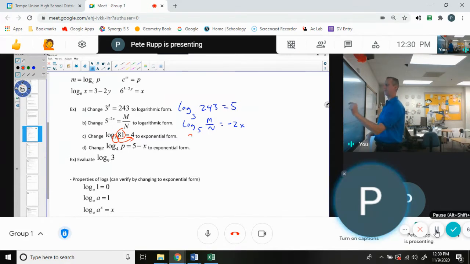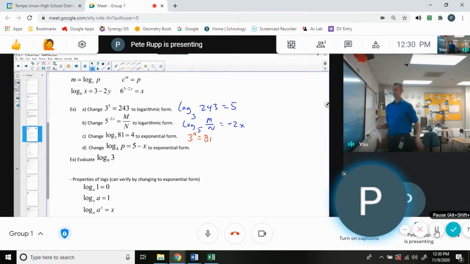So 3 to the 4th equals 81. Same thing, go ahead and pause the video right now, try the next one, and see what you get. Here's the base raised to that power equals this one right there. So this one would be 4 raised to the 5 minus x equals p. Okay, so that one's a little bit different because the exponent is 5 minus x, but same thing.